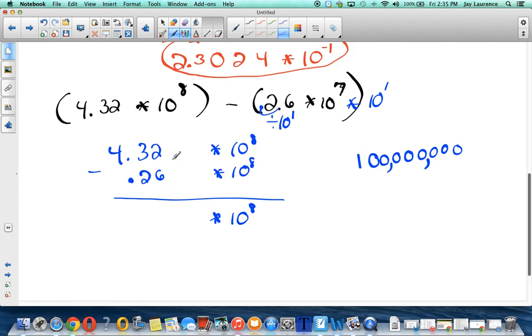So I'm going to subtract, and let's see, I'm going to do a little borrow in there. 12 minus 6 is 6, 0, and 4. So 4 and 6 hundredths times 10 to the 8th, and there you go.